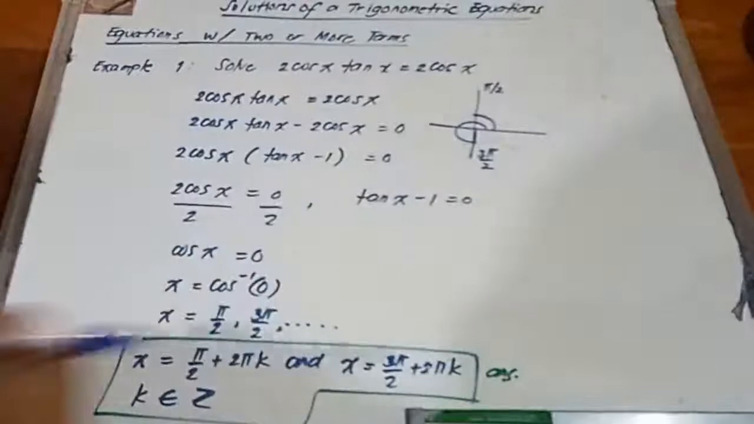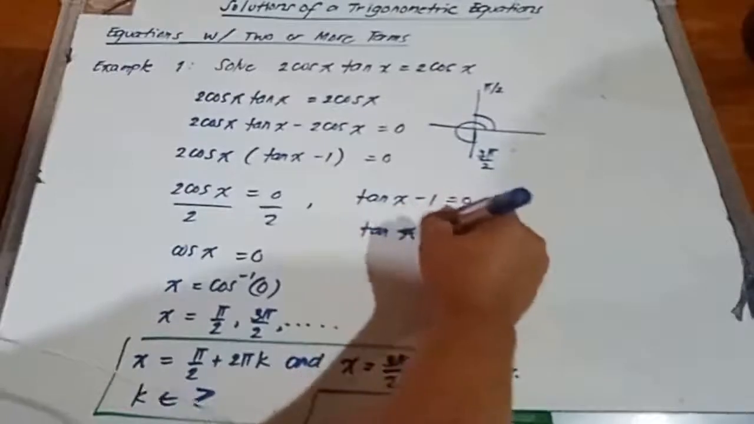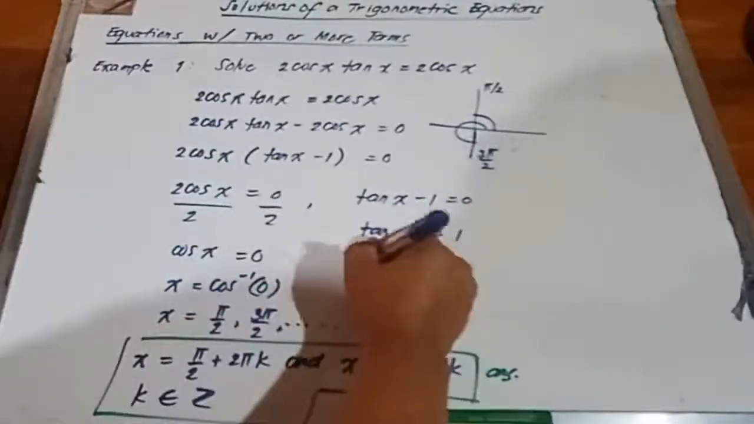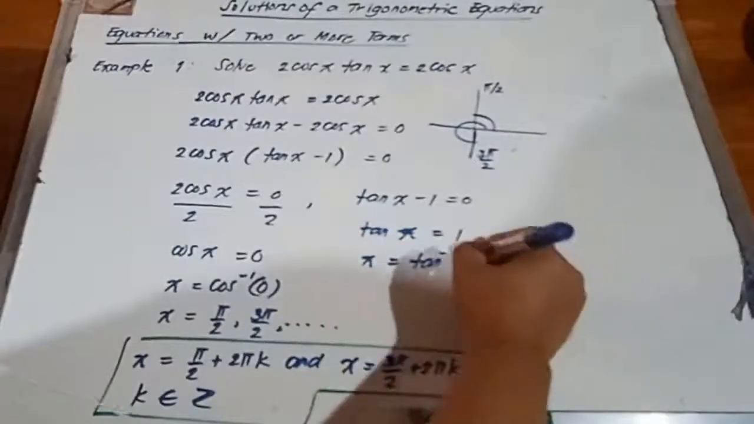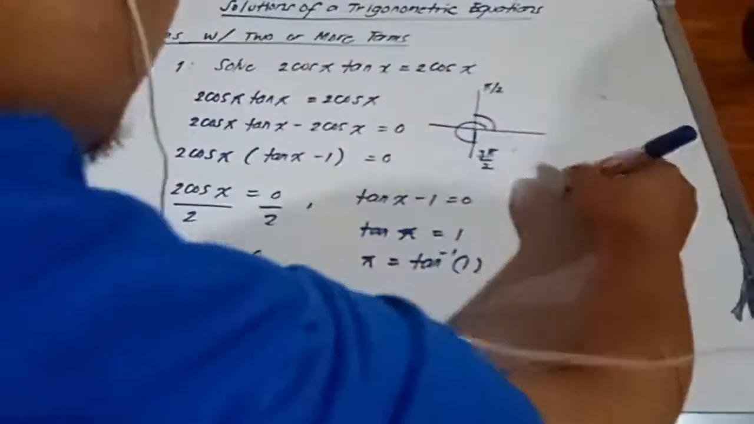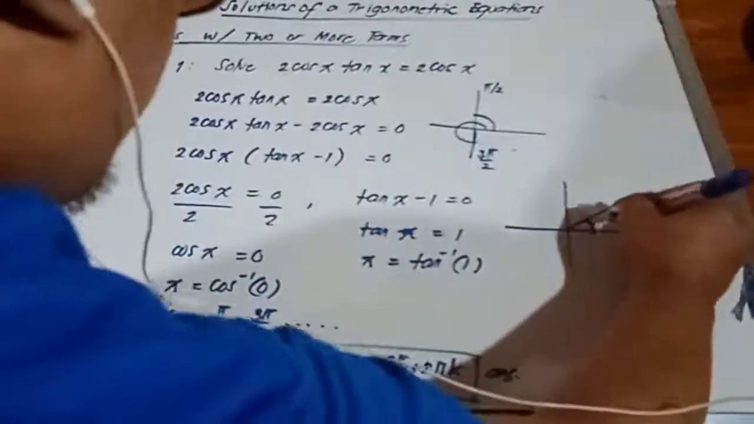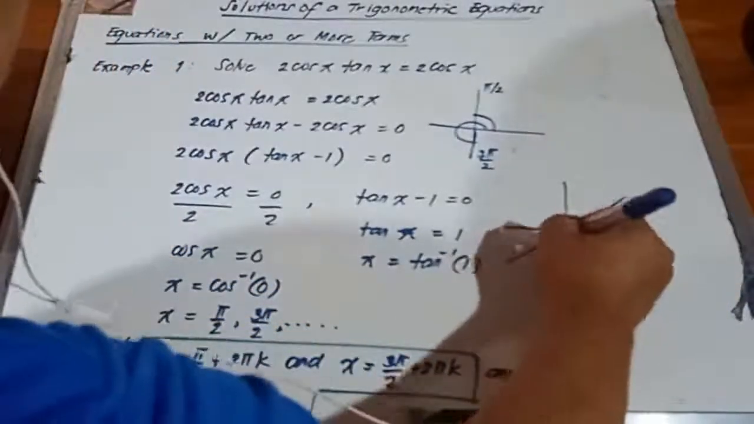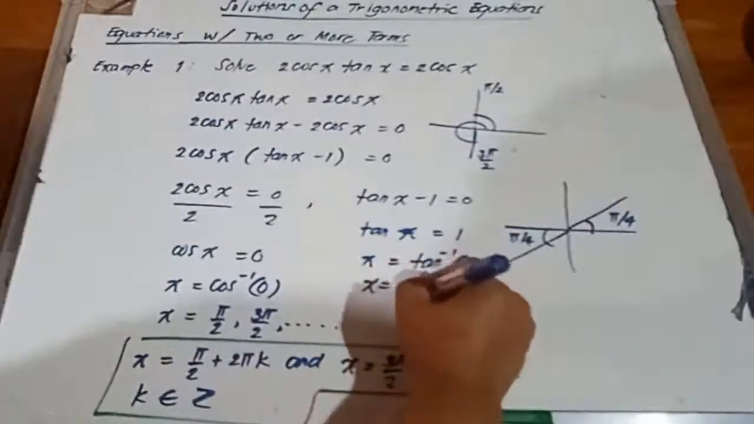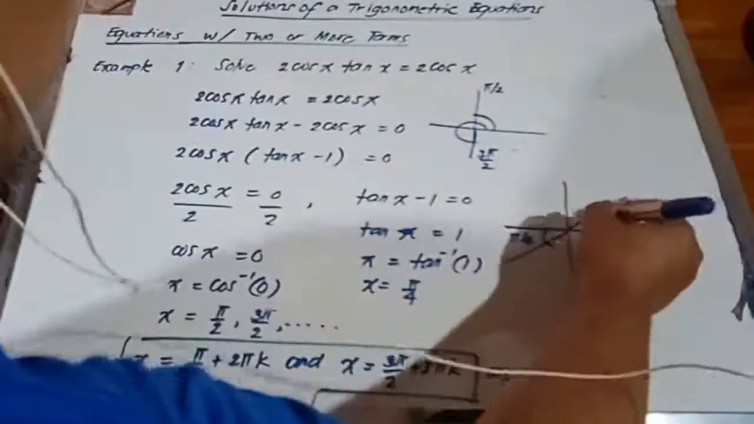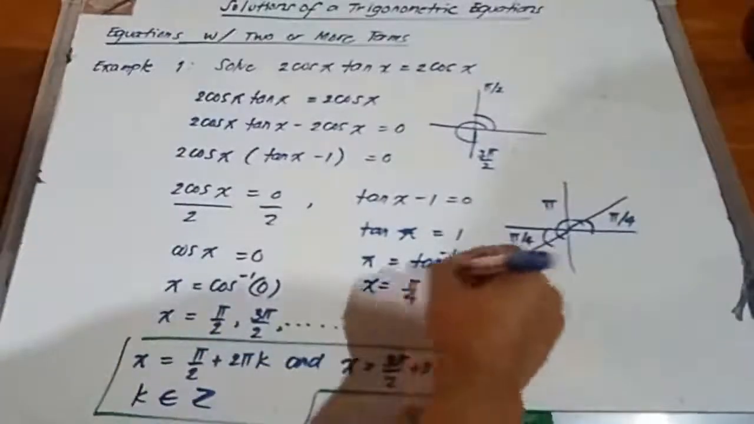Okay. And then for this one, we have transpose 1 to the other side or negative 1. That will be tangent x is equal to 1. So what value of x so that if we get its tangent, it is equal to positive 1? So, 45 degrees yon. Okay? So, positive si tangent dito. And 45 degrees is pi over 4. Sa first quadrant, ganun din, positive siya dito. Pi over 4. Okay? So, ang sagot natin is pi over 4 and every pi, yung kanyang period. So, pi over 4, etc.